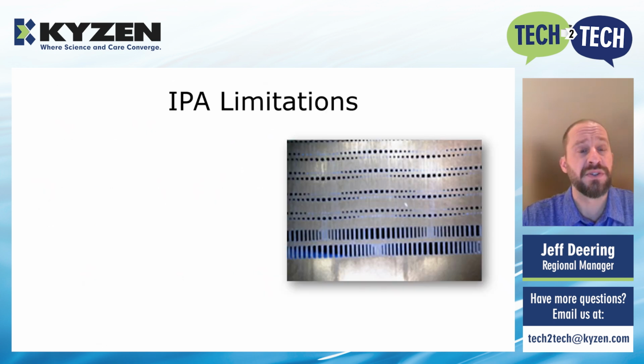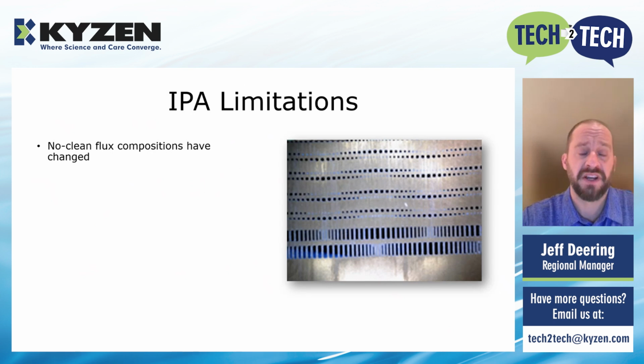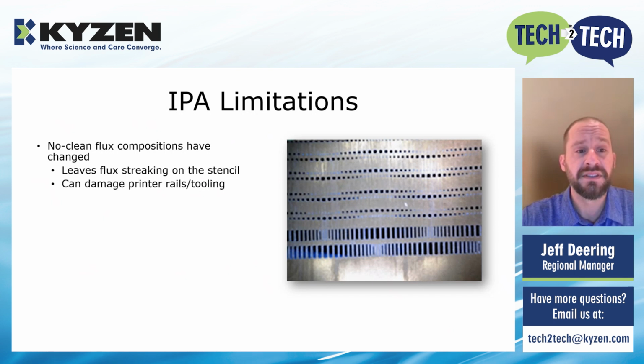Now let's take a closer look at some of the limitations of IPA. We're all familiar with the no-clean fluxes that have changed compositions lately. They can leave flux streaking on the stencil. They can damage the printer rails and tooling. And in some cases, they cause a gooey mess like I mentioned before.